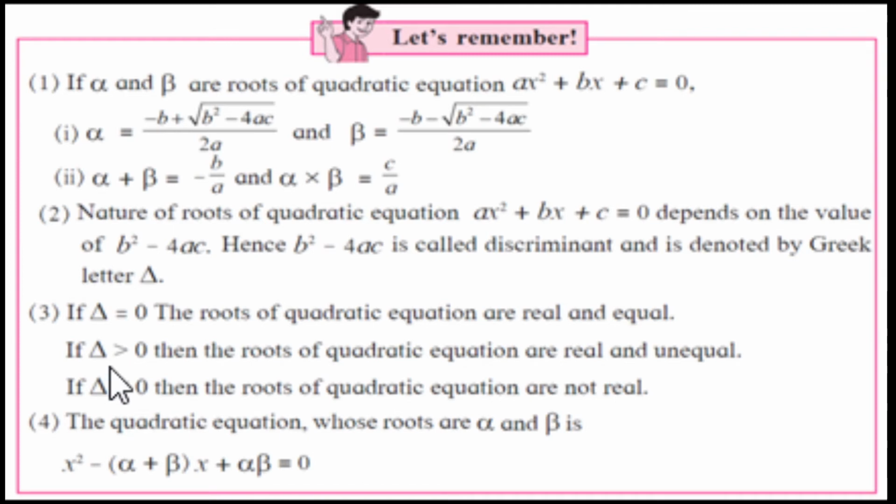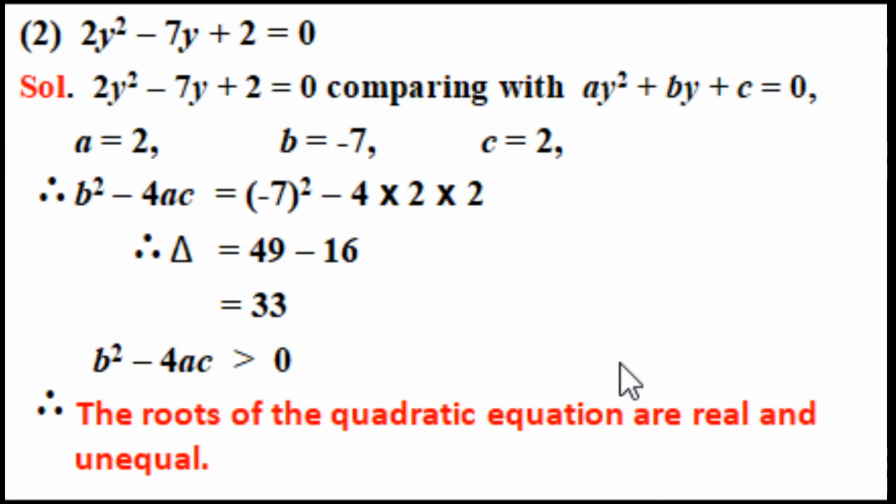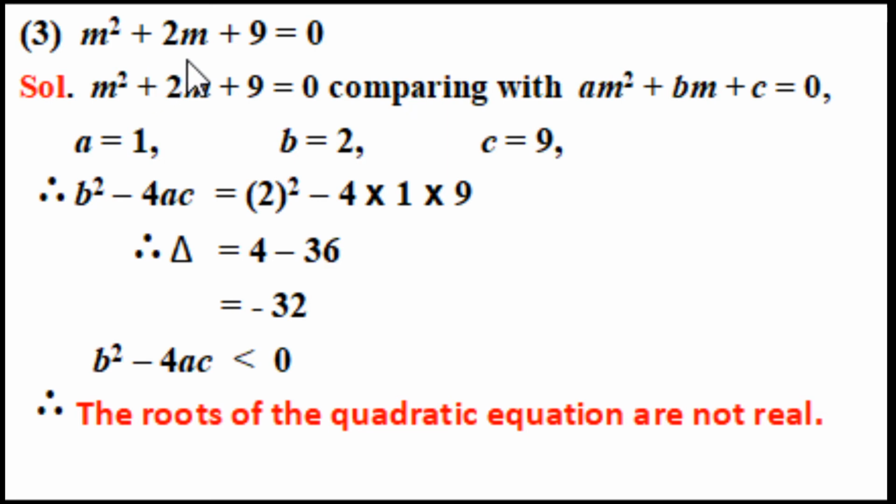Point number 2. If delta is more than 0, then the roots of the quadratic equation are real and unequal. Then the third one, m square plus 2m plus 9 is equal to 0. Here comparing with a m square plus b m plus c is equal to 0, we get a as 1, b as 2 and c as 9. So to find the value of b square minus 4ac, we get square of 2 minus 4 into 1 into 9, that is 4 minus 36, we get minus 32, negative 32.